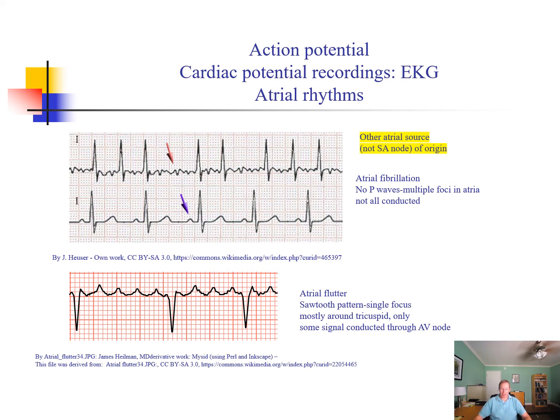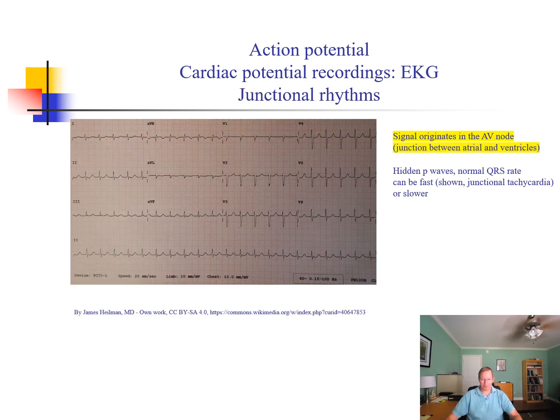You also see a case of atrial flutter, which is what we call a sawtooth pattern, which is here. And this originates mostly around the tricuspid valve, and in this case, the signal is not conducted every single time through the AV node. You have conduction after every so many signals that go through. So there's normally a block of 2 to 1 or 3 to 1. Those are atrial rhythms that are not sinus.